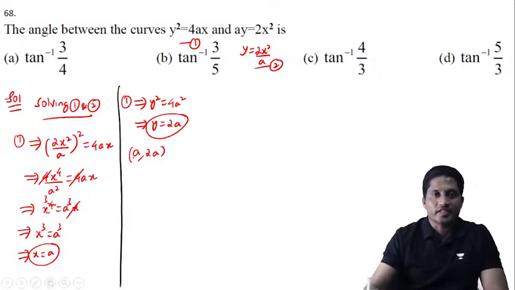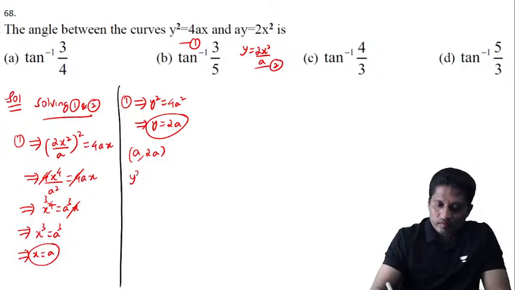Alright, now we will differentiate. y square is equal to 4ax. Differentiation of y square is 2y into dy by dx. Differentiation of 4ax is 4a.